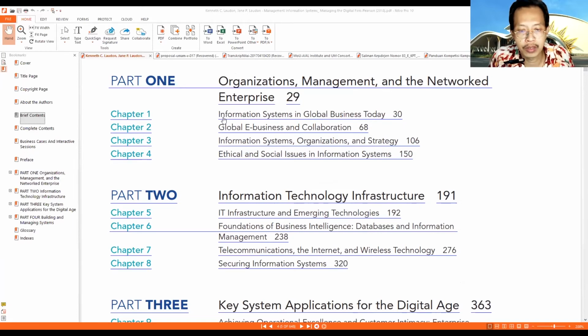So this would be talking about how companies use information systems. What are the benefits of information systems? Why do we need information systems more than ever?